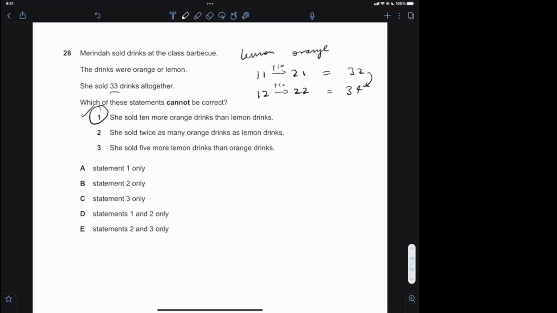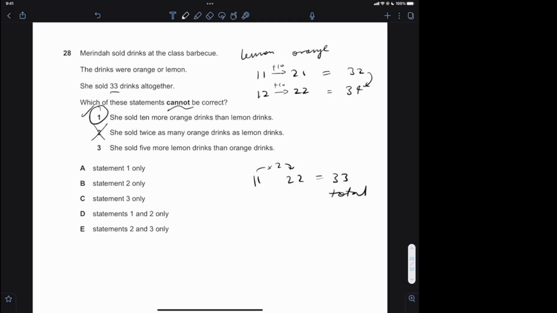The next one, she sold twice as many orange drinks as lemon drinks. Well, for instance, if we sold 11 and 22 drinks, that's twice as many, right? And that would add up to 33 drinks in total. So we can see that one actually does work. So this is off the table in terms of not being correct.